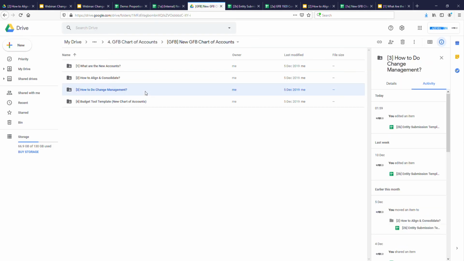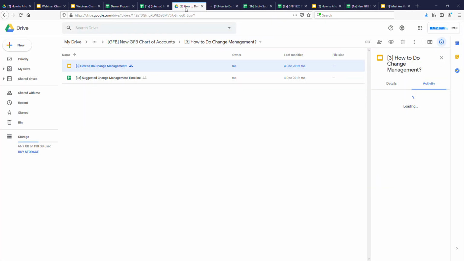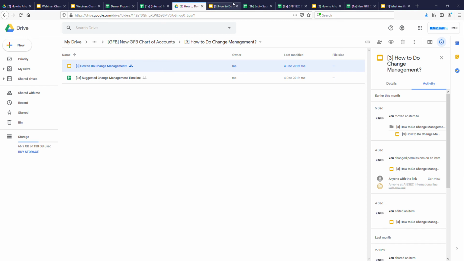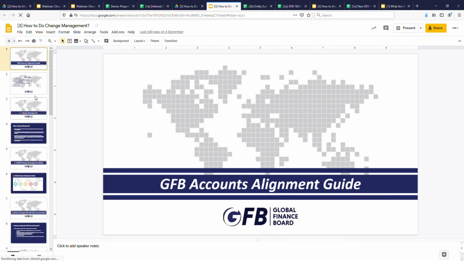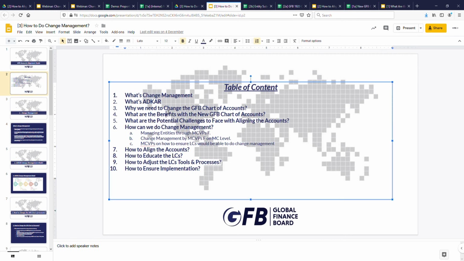Going to the third slide is how to do change management. So there are two files here, how to do change management G slide. This is just explaining what change management is. We actually base this on ADKAR, and also write down what the benefits of the new chart of accounts are, what the potential challenges are, how to do change management, how to align, how to educate your LCs, how to adjust the LCs to certain processes, and how to ensure implementation. So the change management slide is more on explaining, supporting you on how you can do the change management.